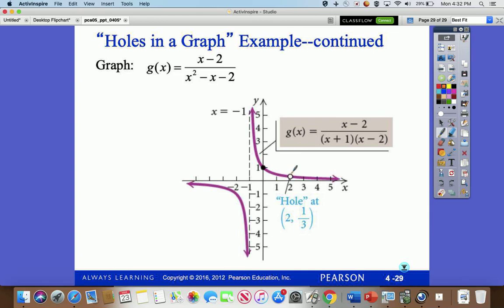So your domain, if you're talking about this, you have to take into account the hole and the vertical asymptote. So be careful that you don't forget about, in this case, the x minus 2 that canceled out in the denominator. We couldn't have a 2 or a negative 1. So our domain would be negative infinity to negative 1, union negative 1 to 2, union 2 to infinity.